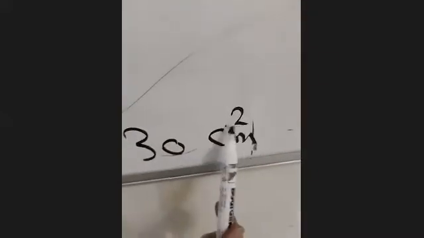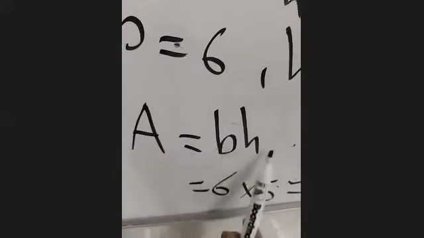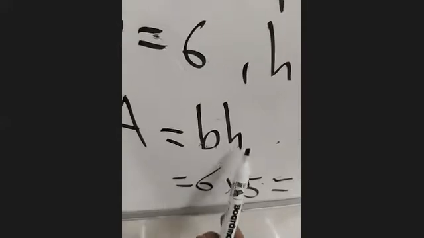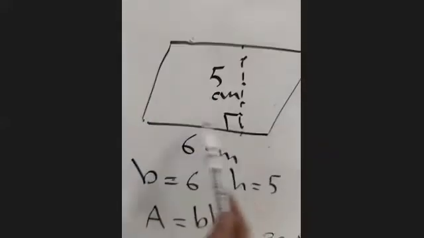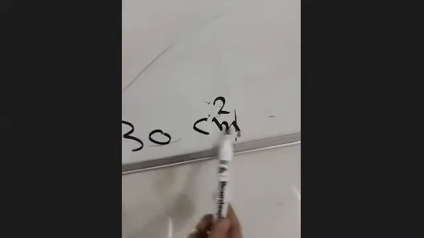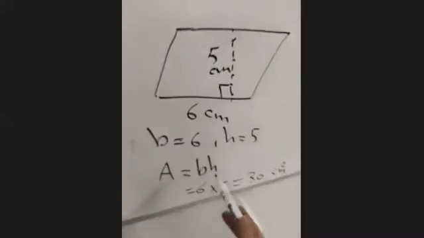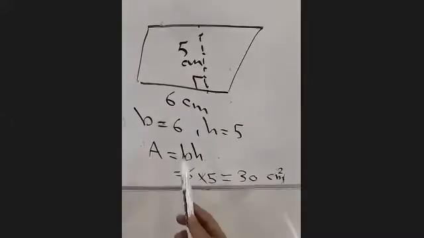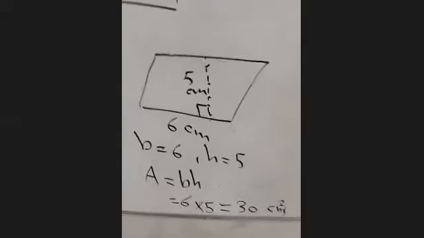Why do we put exponent 2, guys? Because we have two dimensions. B is a dimension, and H is a dimension. When we have two dimensions, we put power 2 on the unit. This is how we find the area of the parallelogram. We follow its formula, which is A equals BH. BH means 6 multiply 5 equals 30.